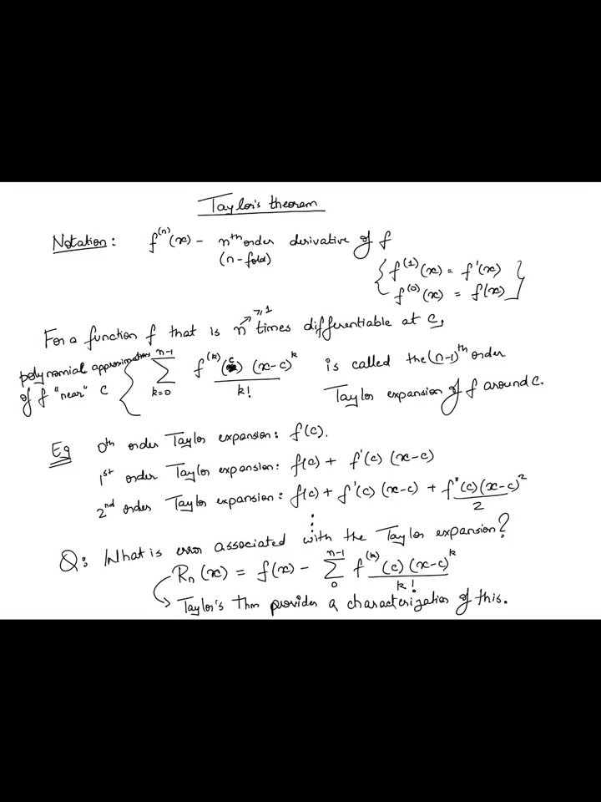The error associated with this approximation, the n-1th order Taylor expansion, is what is denoted by R_n of x, and that is what we will characterize as part of the statement of Taylor's theorem. So that comes next. So here is the statement of Taylor's theorem.